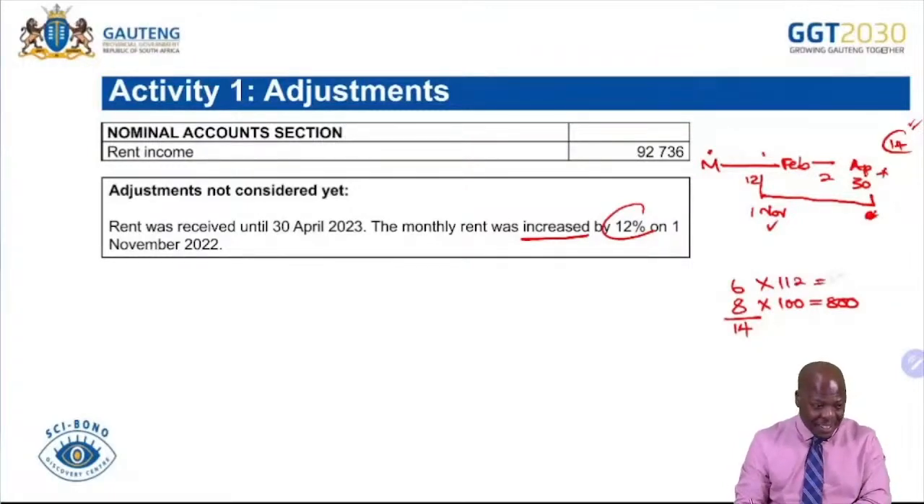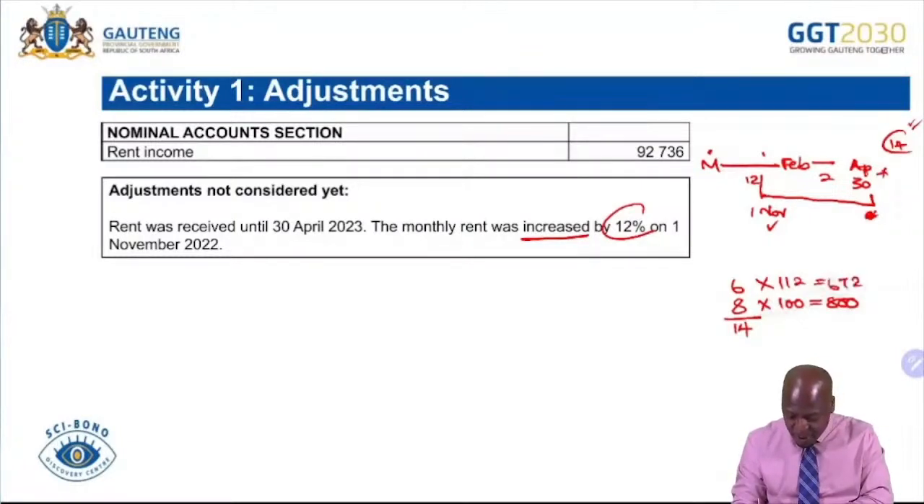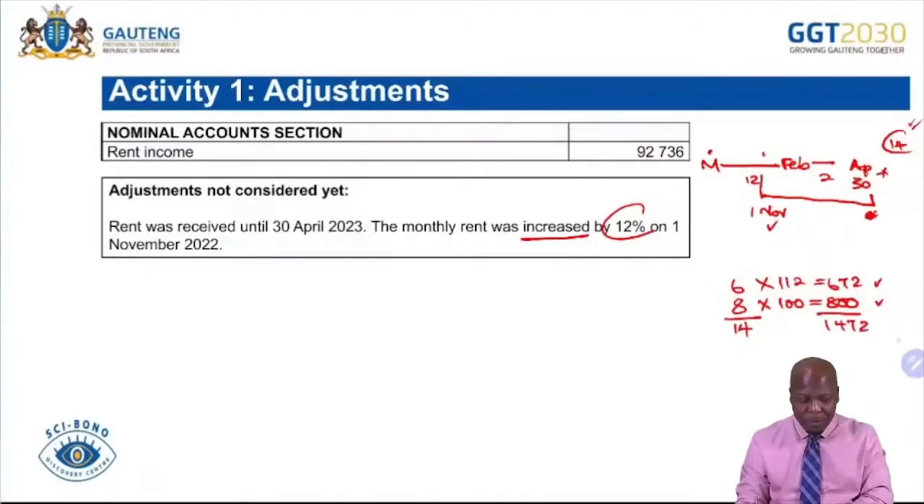Please grab your calculator. Let's punch this in. 6 by 112. How much does it give you? Thank you. It gives you 672. So you now say 672 plus 800, how much does it give you? Say it again. 1,472. This is what we have now. All right. Let's come and do some calculations.